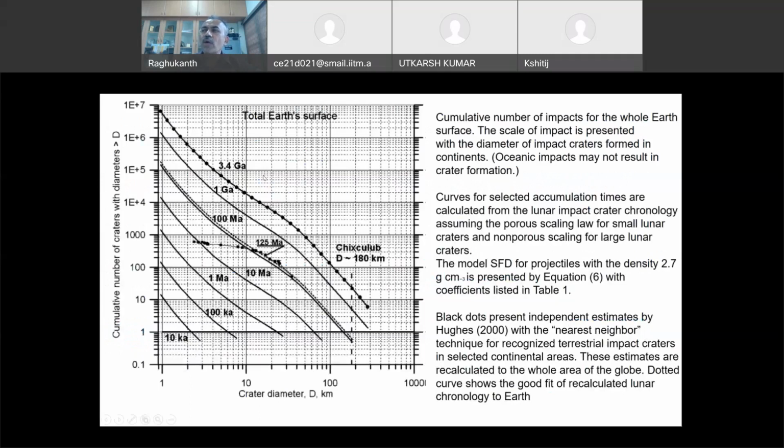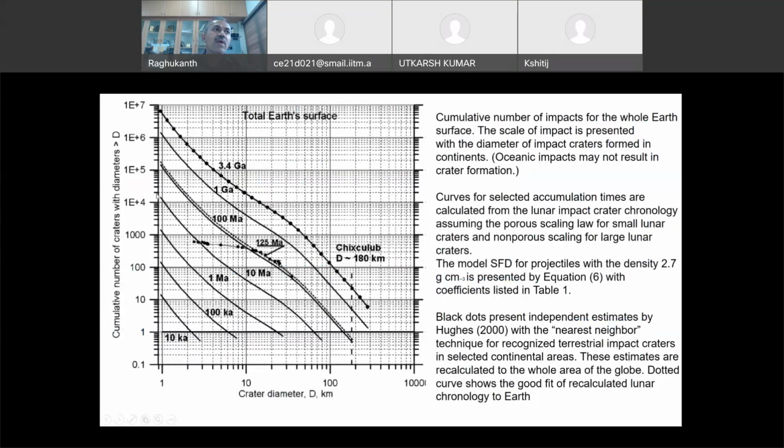Okay, but on Earth we don't have data going back billions of years. How many craters were there on Earth around 4 billion years, around 3 billion years ago? We don't have data. But from the lunar chronology function, we can easily calculate for Earth itself. So this is the data, 3.4 billion years, say. This is the actual crater density function.